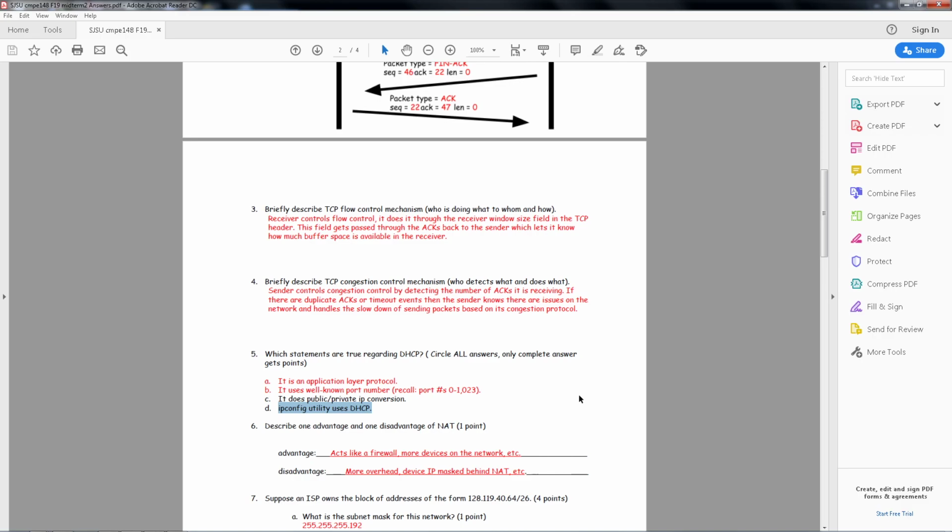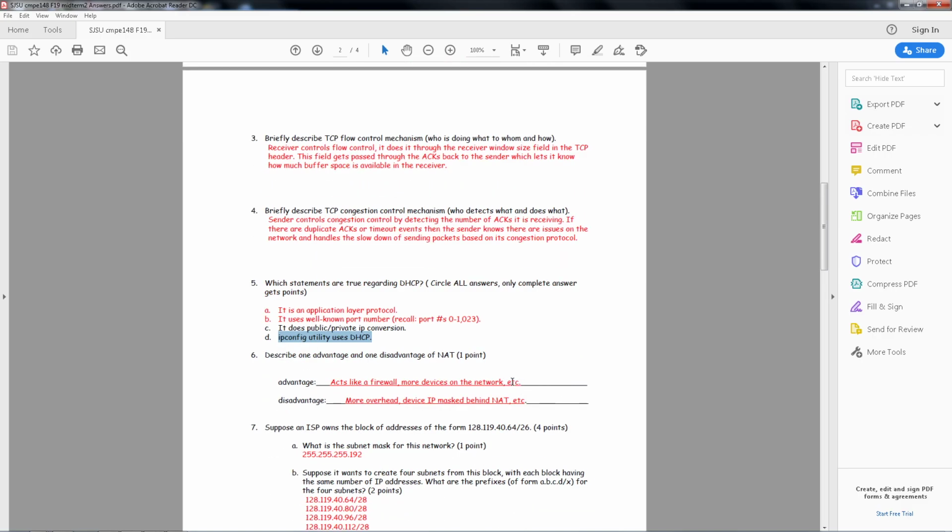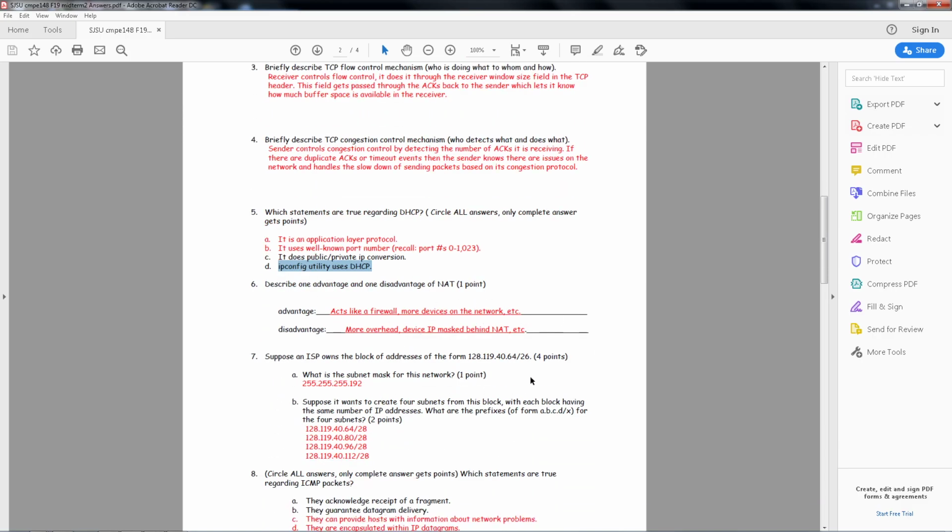Okay, here's an advantage and disadvantage of NAT for question 6. Advantages: it acts like a firewall, more devices are on the network, etc. Those are all potential reasons. Disadvantages: there's more overhead, device IP masked behind the NAT, which prevents direct connections, and anything else that you can come up with. There's a lot of stuff, so I didn't write them all down here.